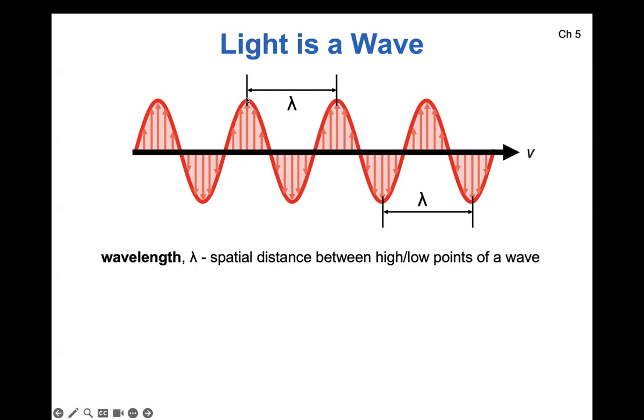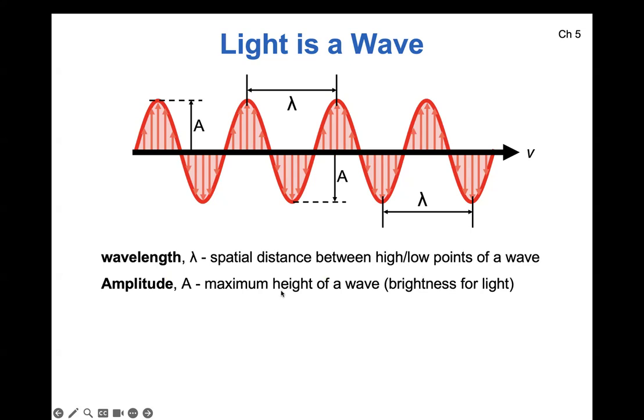In this case, they're measuring wavelength up on the top from peak to peak, or from trough to trough, where trough is just the opposite of the peak. So from maximum to maximum in both cases. Okay, so it's the spatial distance between high or low points of a wave.